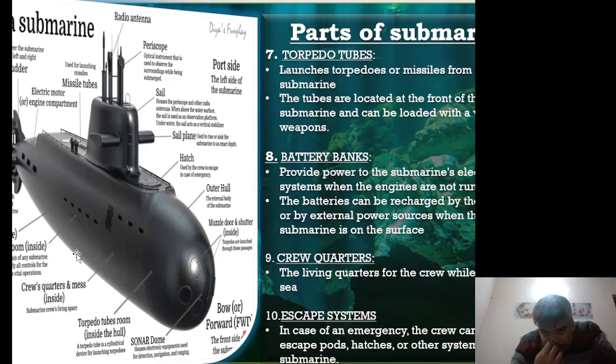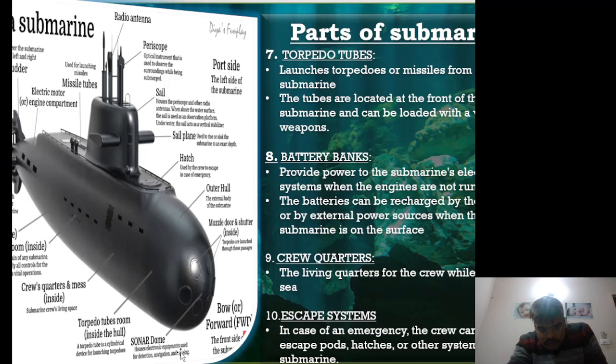Battery bank provides power to the submarine electric system when the engines are not running. The batteries can be recharged by the engine or by an external power source when the submarine is on the surface. Crew quarter: the living quarter for the crew while they are at sea. Escape system: in case of an emergency, the crew can use escape ports, hatches, or other systems to exit the submarine. So here in the figure you can see all the portions.